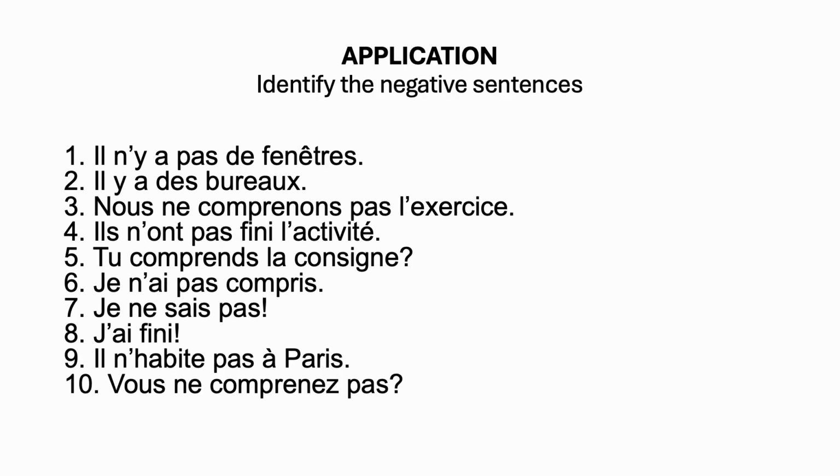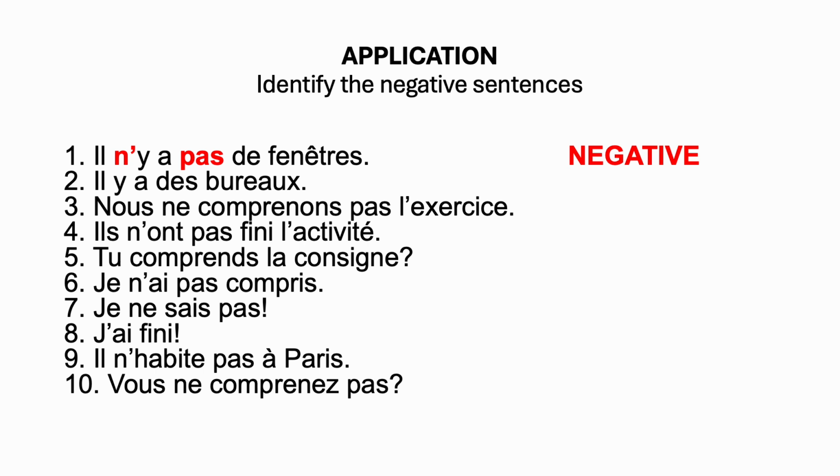Application, identify the negative sentences. You can now pause the video and do the application exercise. 1. "Il n'y a pas de fenêtre" is negative. Repeat after me. Il n'y a pas de fenêtre. Which means there is no window, there isn't any window.